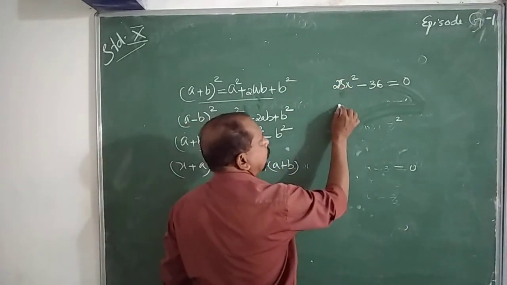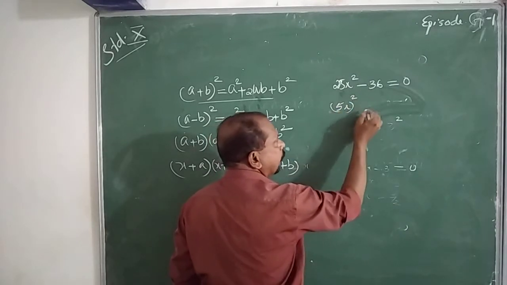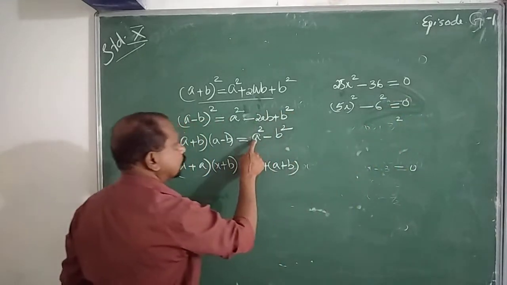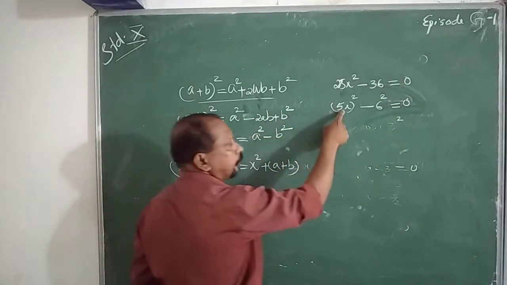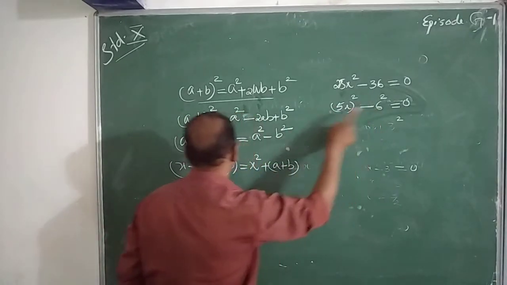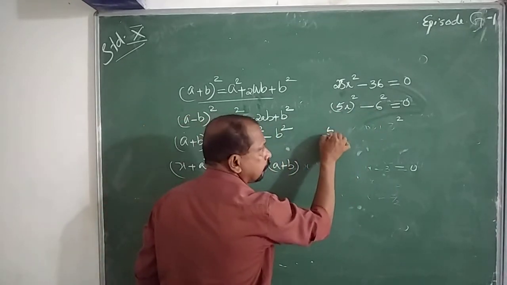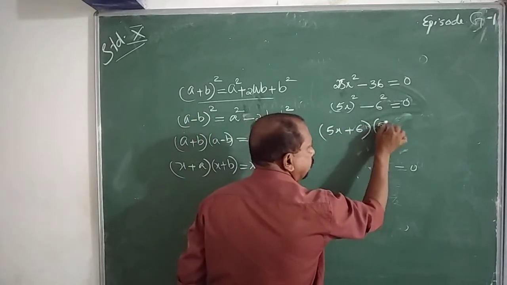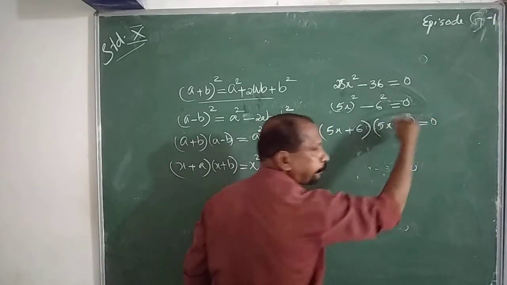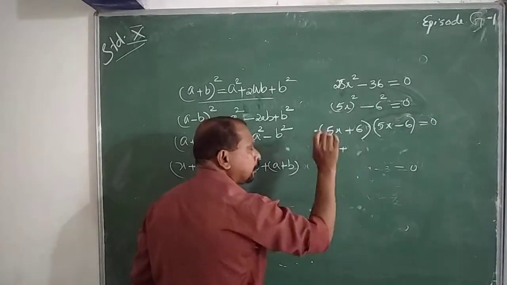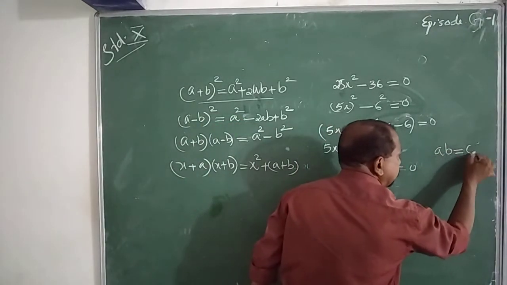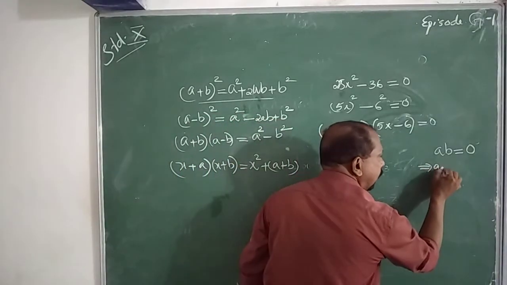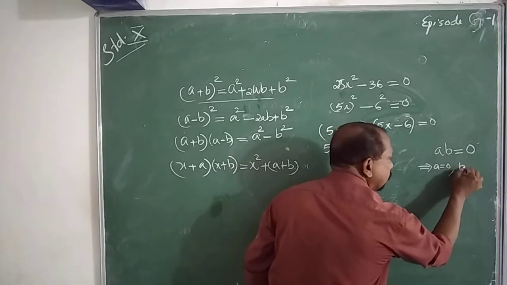The first term is 5x square and the second one is 6 square, equal to 0. That is a square minus b square. Therefore, a is replaced by 5x and b is replaced by 6. Therefore, it is of the form a plus b times a minus b, where a is 5x and b is 6, is equal to 0. That means a into b is equal to 0, that is the basic concept, which implies that either a is equal to 0 or b is equal to 0.